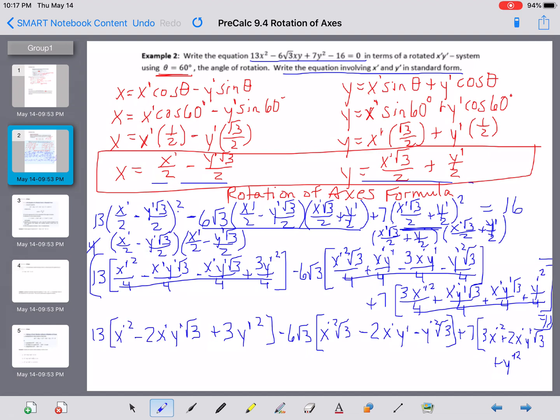careful here, 64, because this was a 16. I know you can't read that 16 because I can't get it to write right there. But this 16 had to get multiplied by my 4 as well because everything in the equation got multiplied by that.